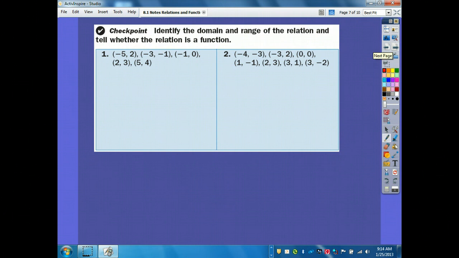Next one. This is pretty much what you're going to be doing in your worksheet. Identify the domain and the range of the relationship and tell if it is a function or not. So on your worksheet, you will list the domains, the ranges, and yes or no for the function.